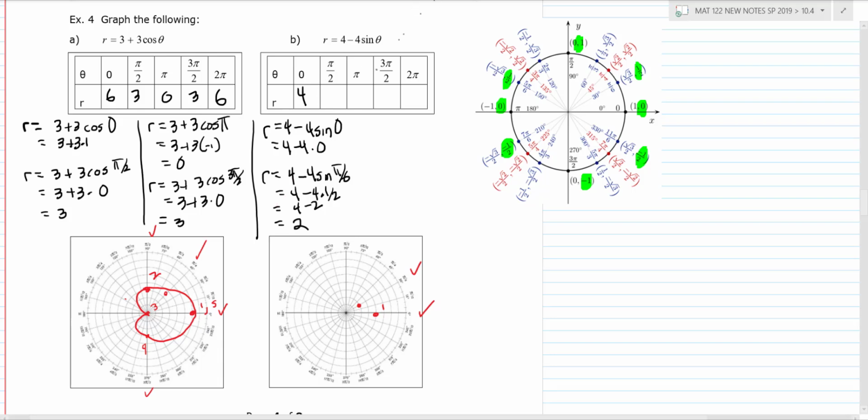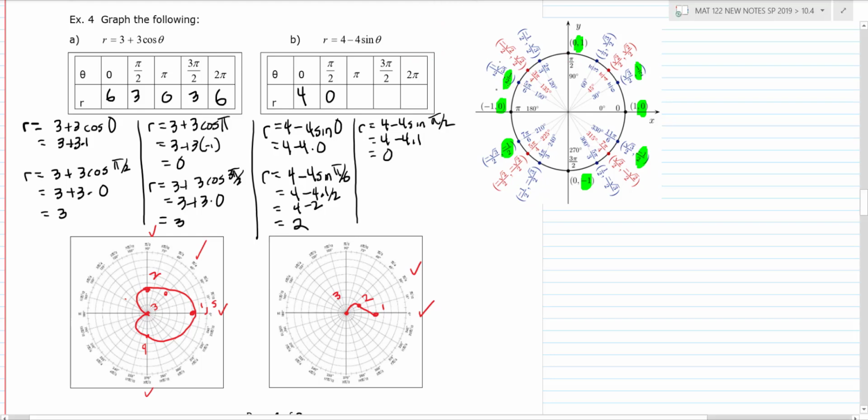Then we move on to pi over 2. So we'd have r equals 4 minus 4 sine pi over 2. Well that would be 4 minus 4 times 1. So that's 0. So then we would go like this. That'd be the 2nd point. This would be the 3rd point like this. And what's going to happen is the thing's going to go in like that and dimple in sort of like that roughly.